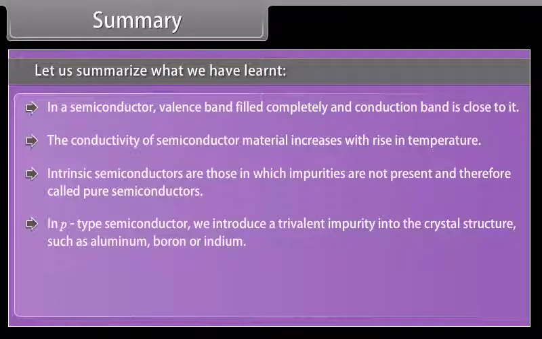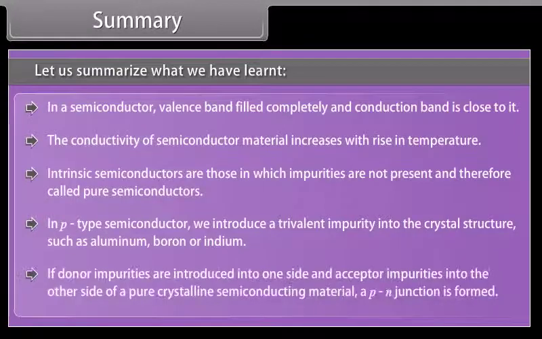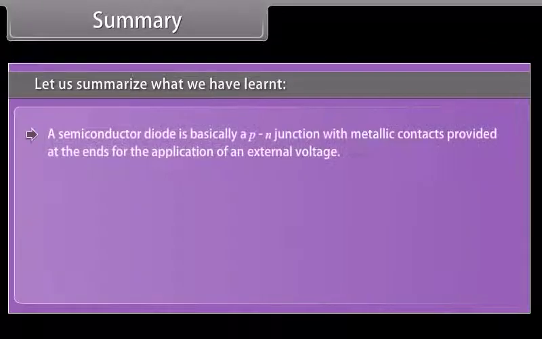In a p-type semiconductor, we introduce a trivalent impurity to the crystal structure, such as aluminium, boron or indium. If donor impurities are introduced into one side and acceptor impurities into the other side of a pure crystalline semiconducting material, a p-n junction is formed. A semiconductor diode is basically a p-n junction with metallic contacts provided at the ends for the application of an external voltage.